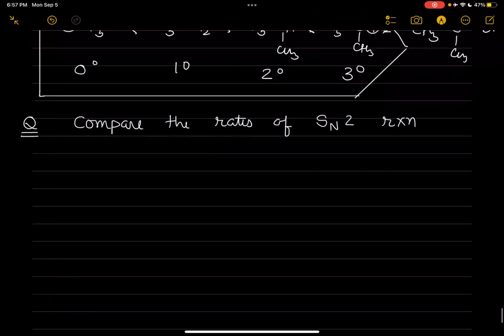Compare the rates of SN2 reaction for isomers of butyl bromide, bromobutane.